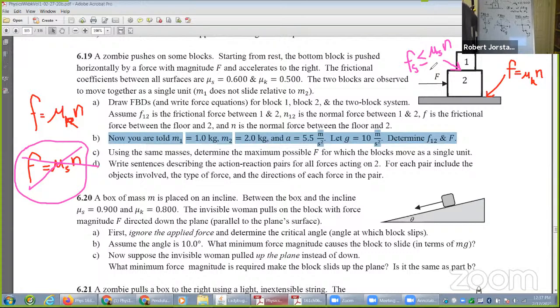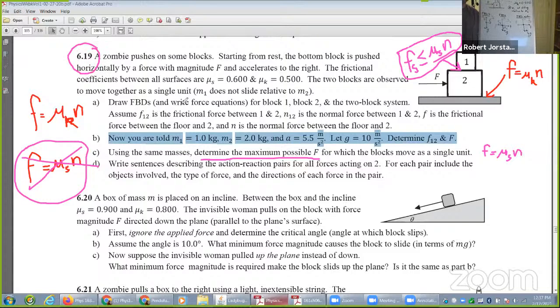So you can use this equation. However, it's not really useful to us from a practical standpoint because we don't know what the value is. Is it supposed to be this or is it supposed to be less than that? We don't know. If you see the wording in part C, the maximum possible F, that's a clue that you could use F equals mu static N. So this is a great problem for working on kinetic and static friction, the two cases, because all three appear in this one problem. So make sure you go over 6.19 at home pretty well.